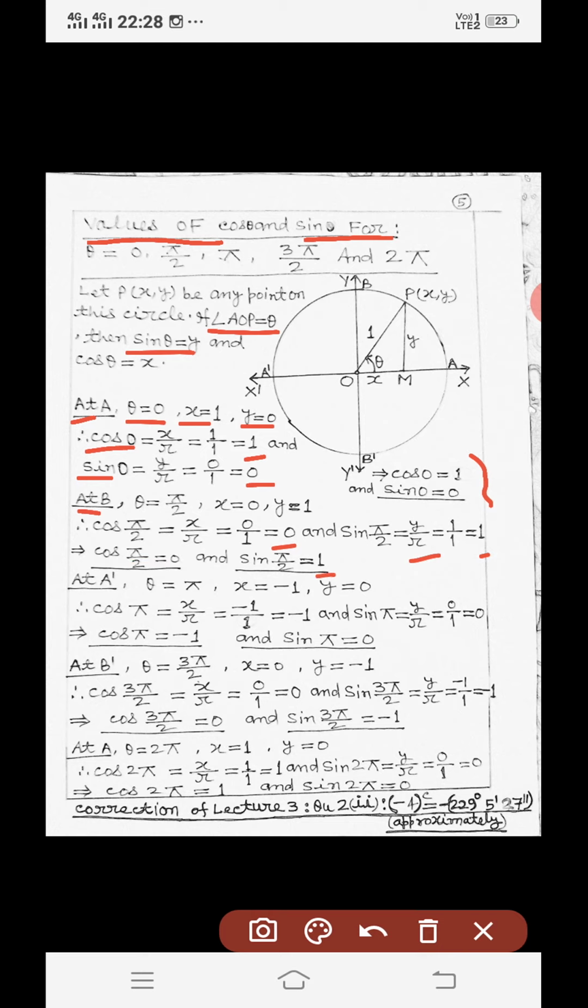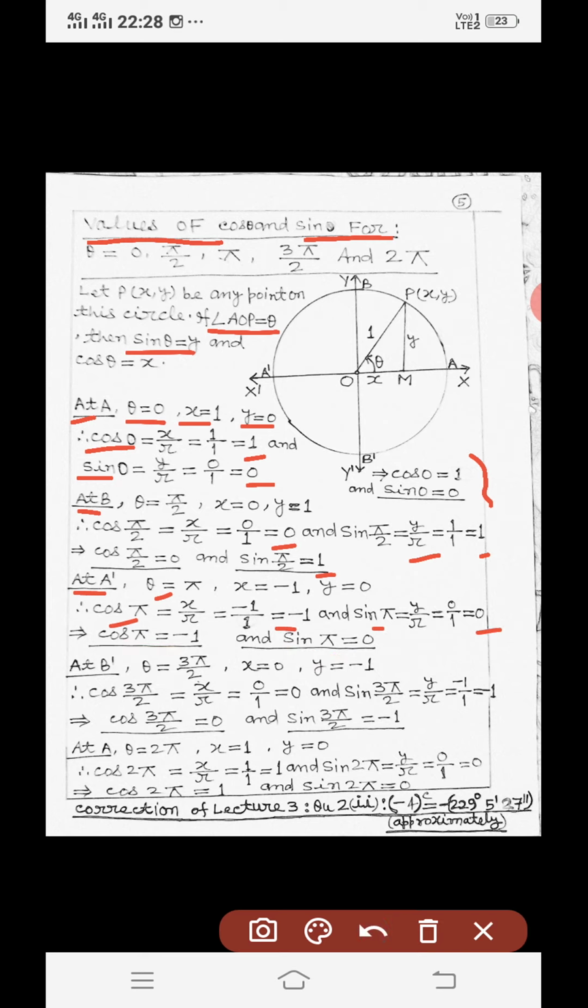At A', when theta is equal to pi, then x is equal to minus 1, y is equal to 0. So cos pi is equal to x by r equal to minus 1 by 1 equal to minus 1, and sin pi is equal to y by r equal to 0 by 1 equal to 0. Therefore cos pi is equal to minus 1 and sin pi equal to 0.